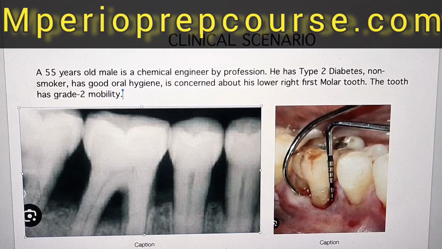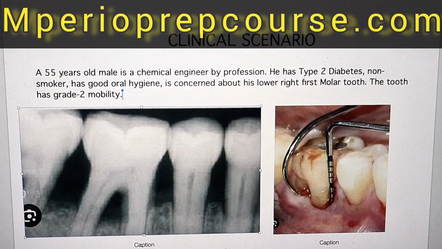Okay, so any evidence do you have for this treatment? Yes, it's Nibali in 2019. The success rate of this treatment is 70% in 7 years.